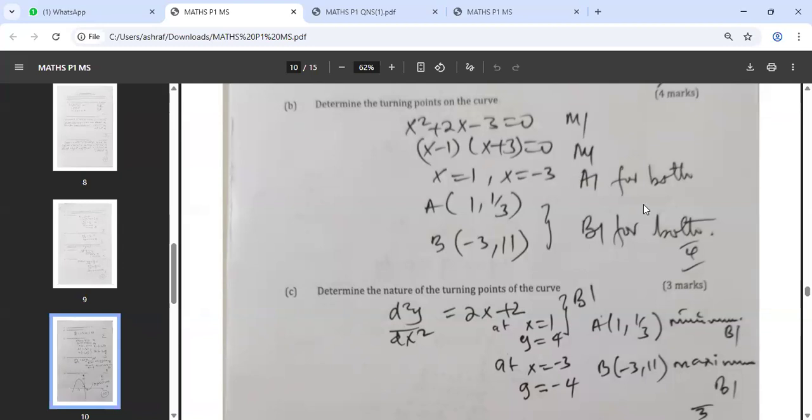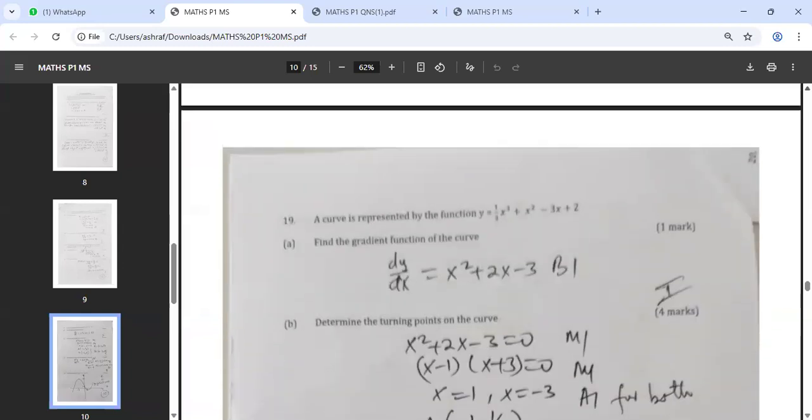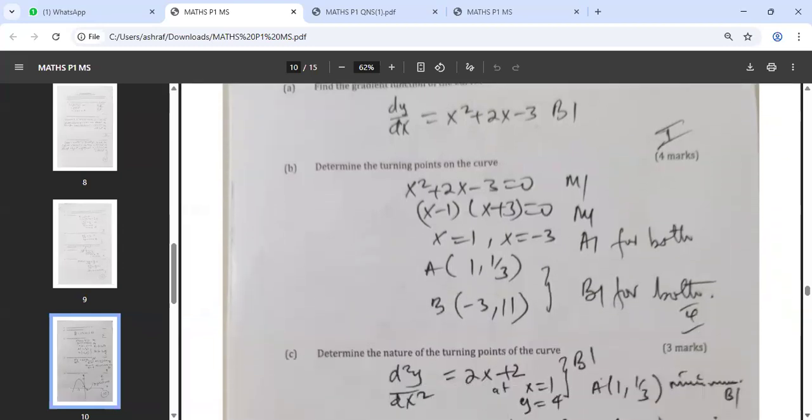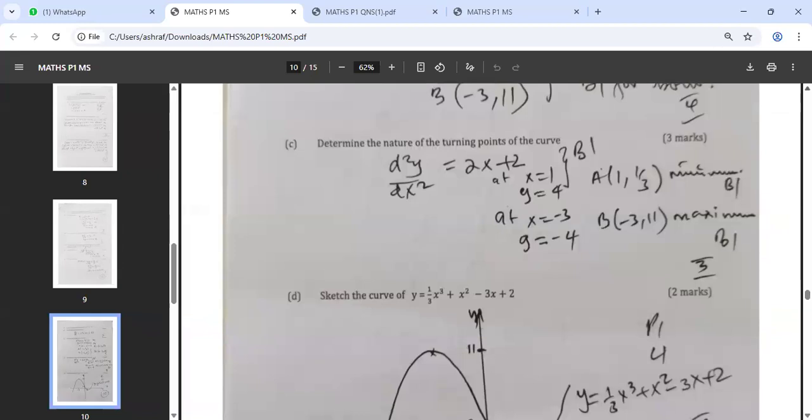Can you please repeat about the dy and dx? So I've said we want to determine the nature. We get the second derivative, d squared y dx squared, from dy dx. Once you differentiate and get dy dx, then you differentiate dy dx to get d squared y dx squared. When we differentiate this dy dx, we are getting 2x plus 2. Is that okay? So after getting the second derivative, now we substitute.